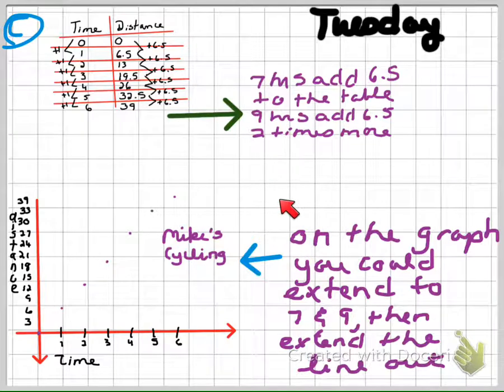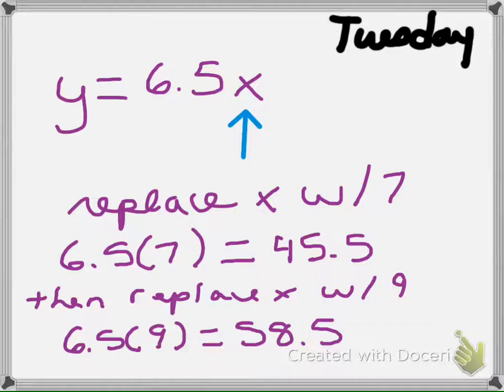On the graph, I would have to extend this to 7, 8, and 9 over here on the x-axis, and then I would also have to extend this line out using a ruler, and I'd have to go where 7 was, I'd go up to the line, and then I'd go over this way and read how many miles that gave me. The equation is easier.